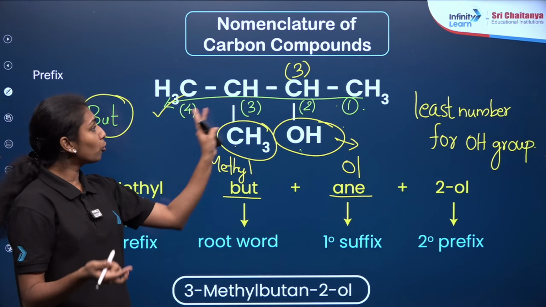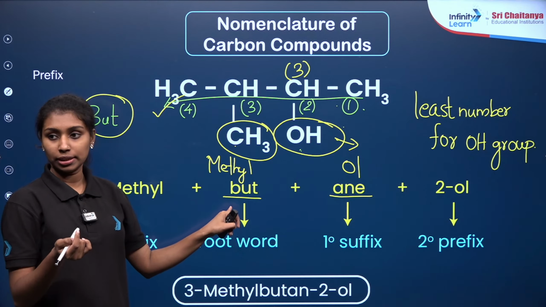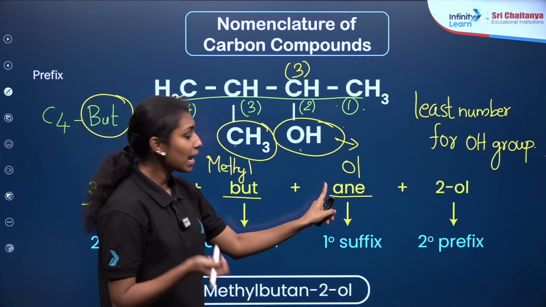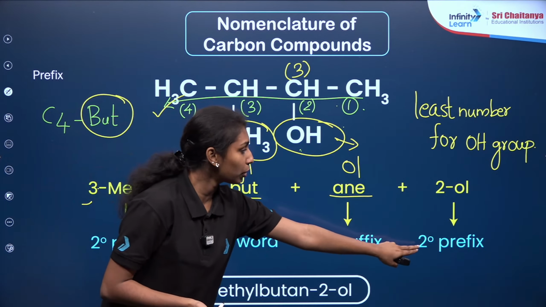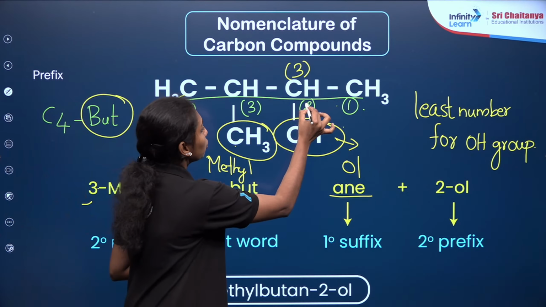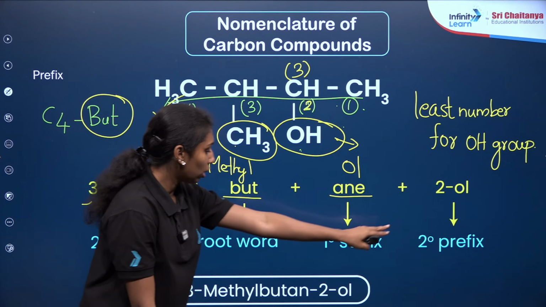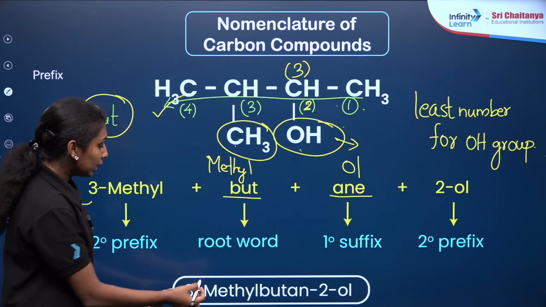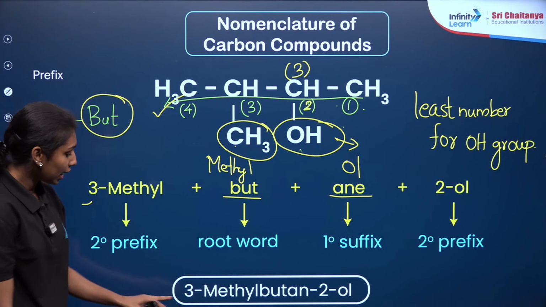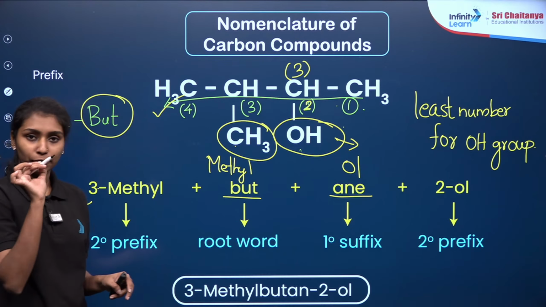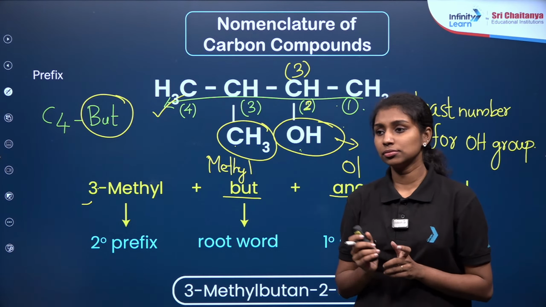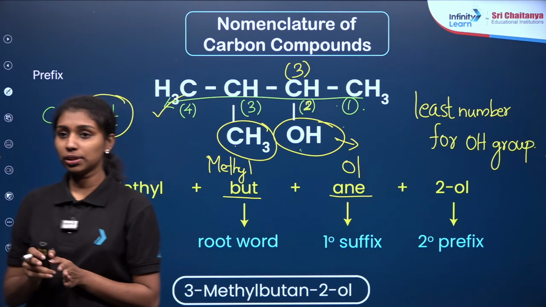Then what is the root word? 4 carbon atom compound. So it will be but, right? Then only single bond is present. So the primary suffix will be ane. Then the secondary prefix stands for the functional group. OH is the functional group, pointing to the second carbon atom. So it will be 2-ol. What will be our final name of this compound? 3-methyl butan-2-ol. So what you are observing here, in between numbers and words there will be a hyphen given according to the IUPAC rule. Is that clear, or do you have any doubt in any of the steps?